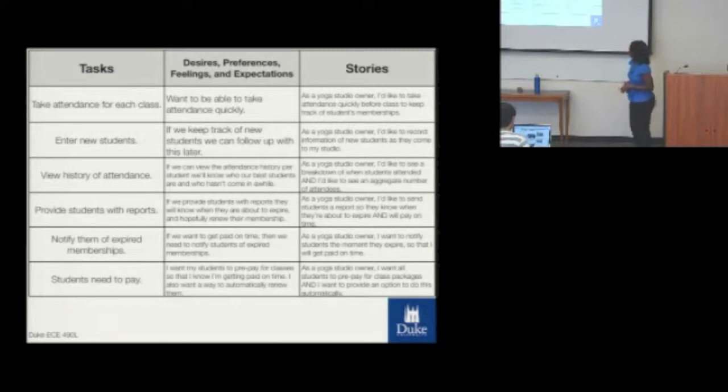Then skipping down to the one that provides students with reports: as a studio owner, I'd like to send students a report so they know when they're about to expire and will pay on time. And then the final one: as a studio owner, I want all students to prepay for class packages, and I want to provide an option to do this automatically. Does this make a little bit more sense? You kind of have to go through this step of creating the sentence in order to know who's going to do it, why they're going to do it, and once again, how they're going to do it.